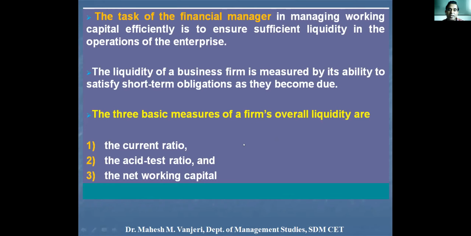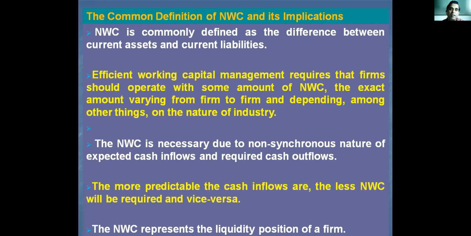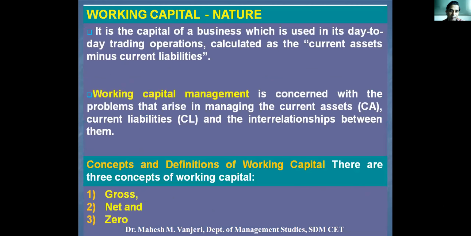Liquid assets means those which can be immediately converted into cash, like stock of finished goods, for example. Then net working capital is the difference between current assets and current liabilities. The common definition of net working capital and its implications we are going to learn now. Please pay attention. We are learning the three concepts of working capital. The first one we just learned, gross working capital. The second concept we are learning is net working capital.